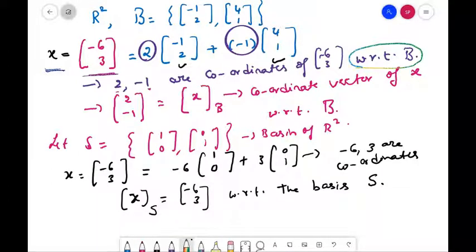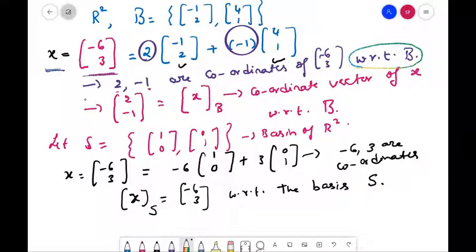That means if you change the basis for the same vector, the coordinates will change. Now, how to find the coordinates? You may think that it is so easy. Here, if you have observed, I didn't take this (minus 6, 3) before.